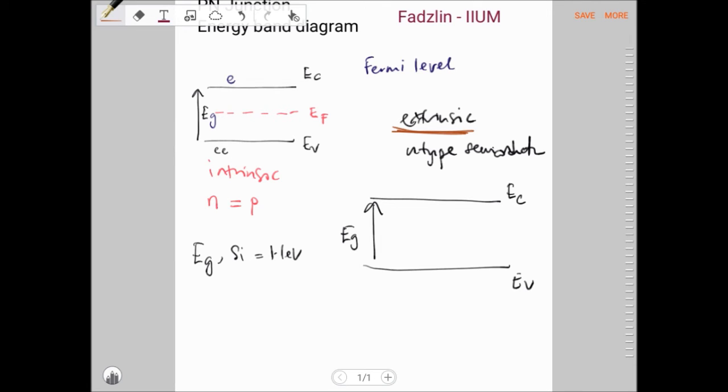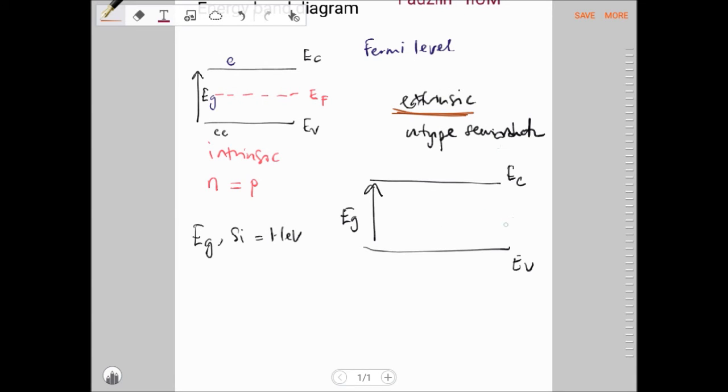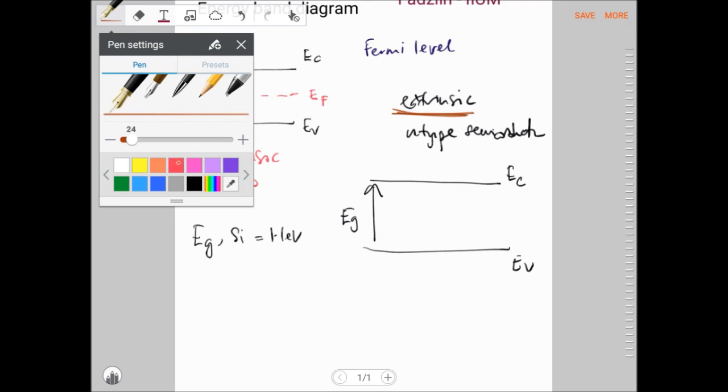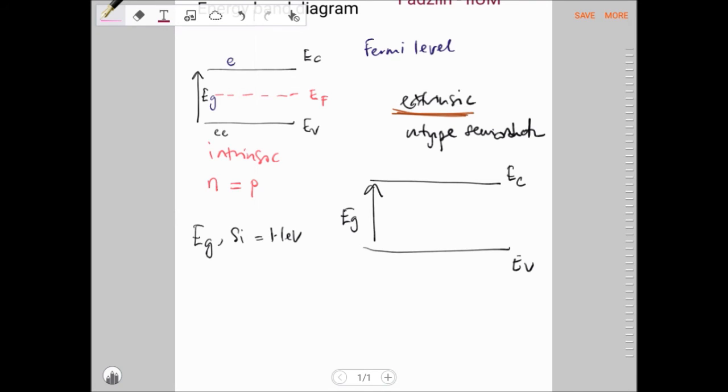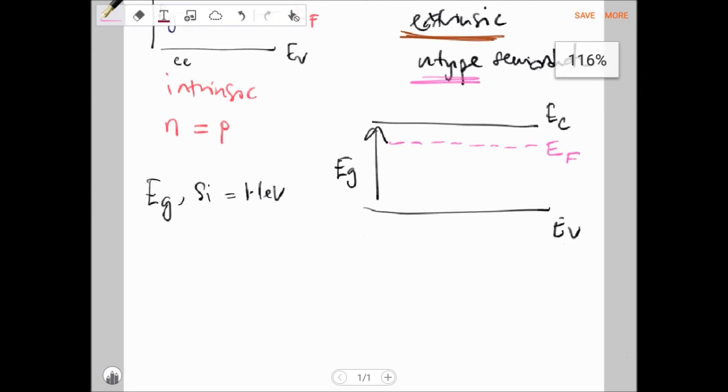N-type semiconductor means you have more free electrons. The majority carriers are electrons, and free electrons are in the conduction band. So if I draw the Fermi level, the Fermi level of an N-type semiconductor is closer to the conduction band.